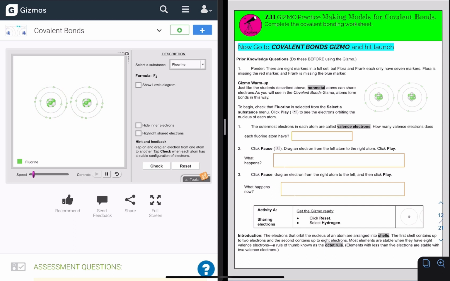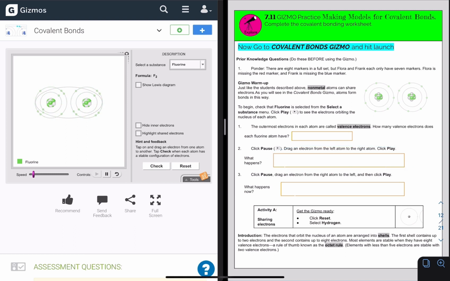And then number 1 says the outermost electrons in each atom are called valence electrons. How many valence electrons does each fluorine atom have? They're going to write that in this box here. Number 2, click pause. Drag an electron from the left atom to the right atom. And then click play. And then in this box, you're going to write down what happens.